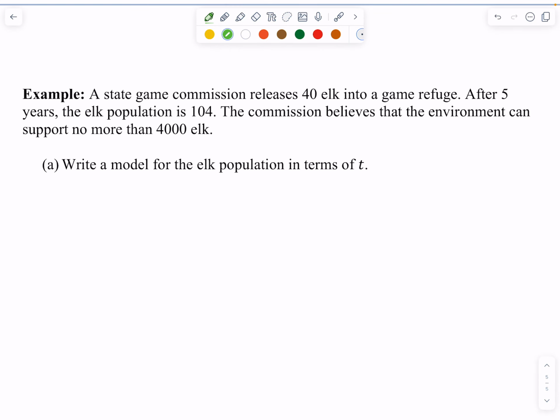So let's look at this example. A state game commission releases 40 elk into the game refuge. After 5 years, the elk population is 104. The commission believes that the environment can support no more than 4,000 elk. So this would be L, the carrying capacity. 4,000 elk is the carrying capacity. And we can treat 40 elk as the population whenever t is equal to 0. So like that's a point that would lie on the graph. And then after 5 years, the elk population is 104. So that's another point that would lie on the graph.